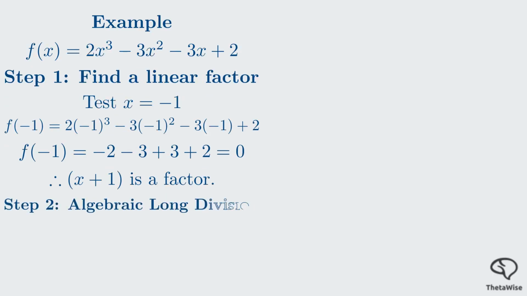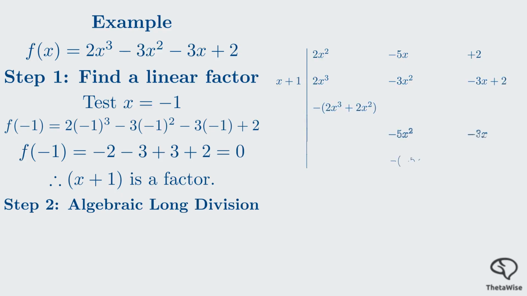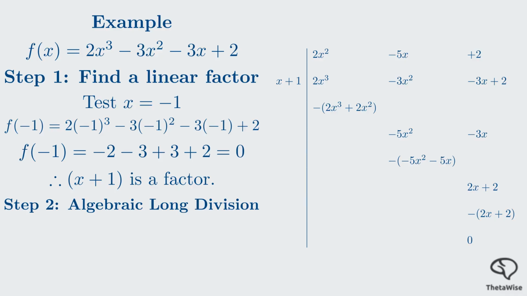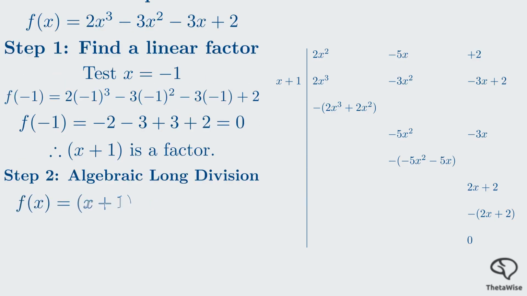Next, we divide the cubic by x plus 1 to find the quadratic factor. 2x cubed divided by x gives 2x squared. Multiplying back and subtracting leaves us with -5x squared. -5x squared divided by x gives -5x. Subtracting that product leaves 2x. Finally, 2x divided by x is 2. The remainder is 0, confirming x plus 1 is a factor and giving us the quadratic 2x squared minus 5x plus 2.